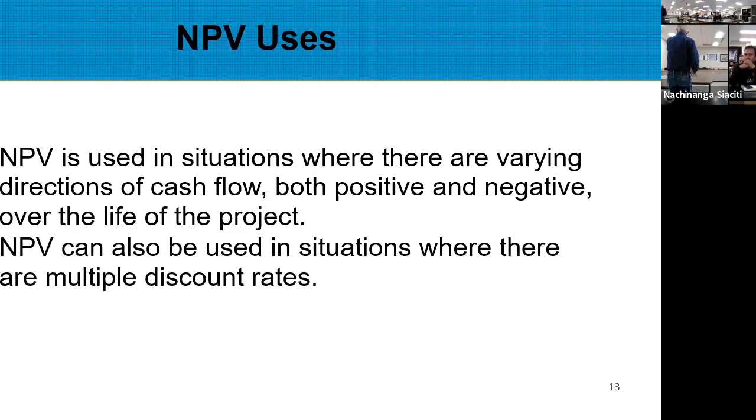Net present value can also be used in situations where there are multiple discount rates. So if you have different parts of the project over different time frames, say the first 3 years, your interest rate is 5%. The next 3 years, your interest rate is 8%. You can use those numbers and calculate the present value based on those interest rates.